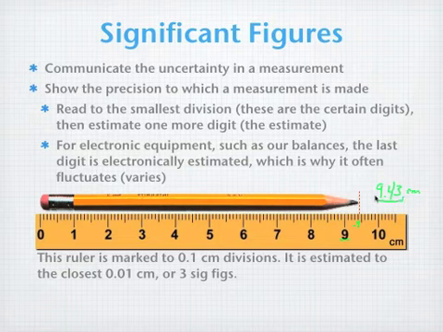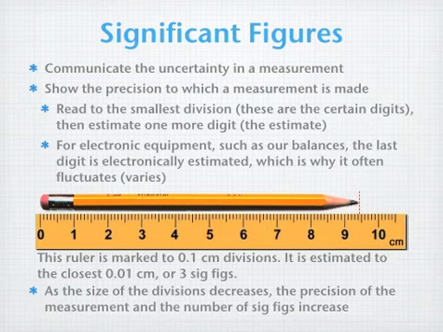The two certain digits and the one estimated digit give me 3 significant figures. As before, you can be off by 1 in this last digit, so anywhere between 9.42 and 9.44 would be considered reasonable estimates of this length. So as you can see, as the size of the divisions decreases, we went from 10 to 1 to 0.1 centimeters, the precision of the measurement and the number of significant figures, or sig figs, is going to increase.